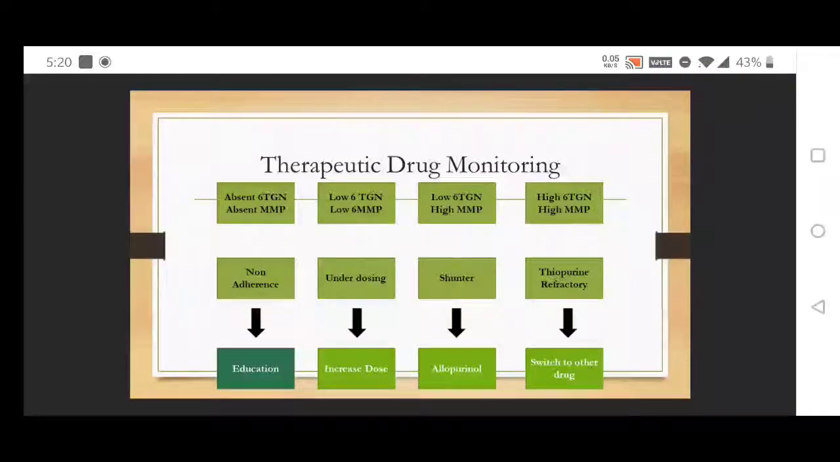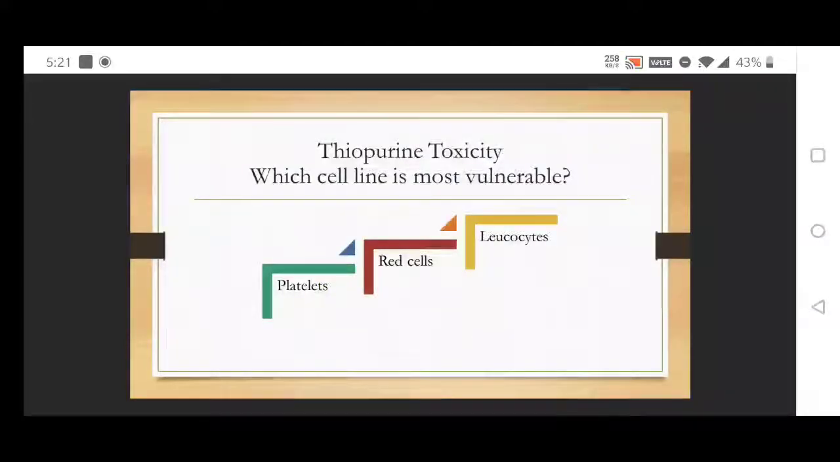What about when you have 6-TGN which is very low, and high 6-MMP? As I explained earlier, this is a very active shunter. So what you need to do is block the shunt. And how do you do that? By giving allopurinol. And the final combination that can occur is a high 6-TGN with a high 6-MMP, and that means this patient is steroid refractory, and obviously you need to change.